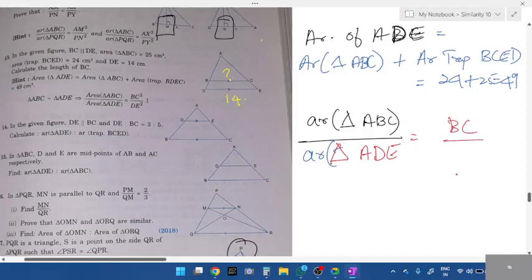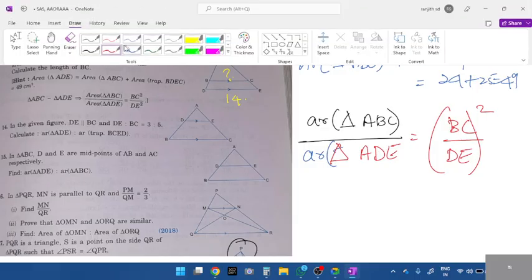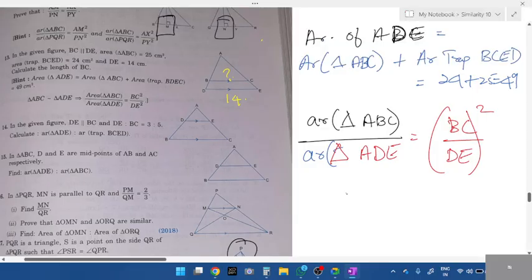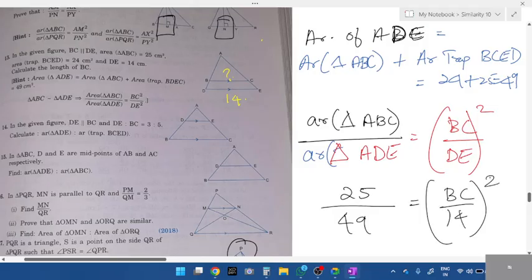BC divided by, in ADE, which side value is given? DE. When area is given, what you have to do? You have to square. Now tell me the area value. What is area of triangle ABC? 25 divided by area of ADE is 49, equal to BC divided by 14, the whole square. What happens to this square if it goes to the other side?